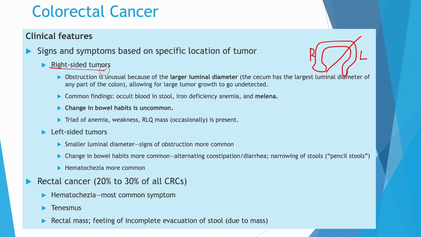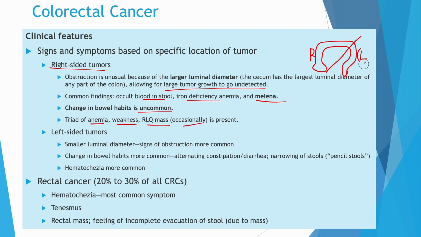So let's talk about right-sided tumors. Obstruction is unusual, because there's a larger luminal diameter here on the right side. Cecum is obviously the largest. It's the little balloon in the first part of the large intestine. And so a lot of these large tumors grow undetected on the right side because there's just more room for them to grow without wreaking havoc. Findings include blood in the stool, iron deficiency anemia, and melena. A change in bowel habit is rather uncommon, because remember, it's happening on this side of the colon. Anemia, weakness, and a right lower quadrant mass are usually or occasionally present.